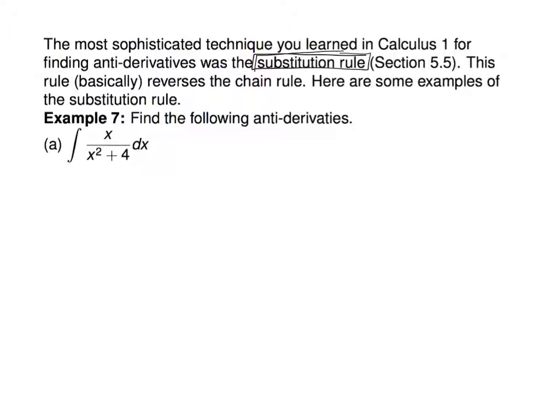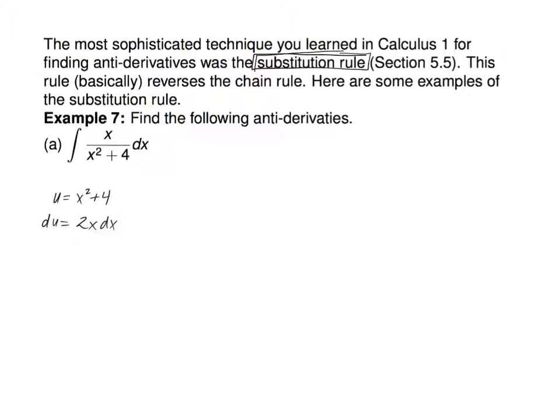So this rule basically reverses the chain rule. So the idea is you substitute for what was the inside function, and the letter that they usually use is u. And when you make that substitution, the derivative of the thing you substitute has to show up in the integral someplace up to a constant. So here I'm going to substitute x squared plus 4. That's inside the denominator. The derivative of that is 2x dx.